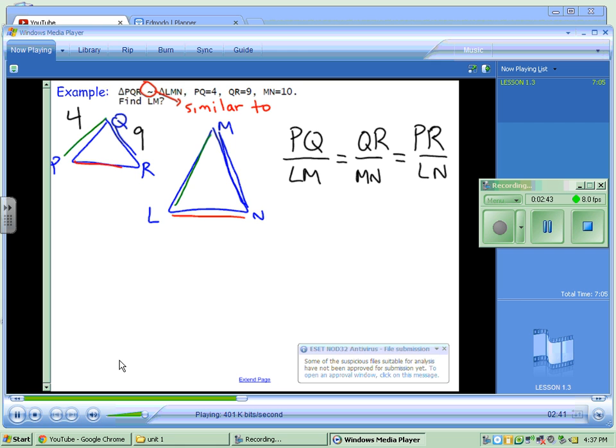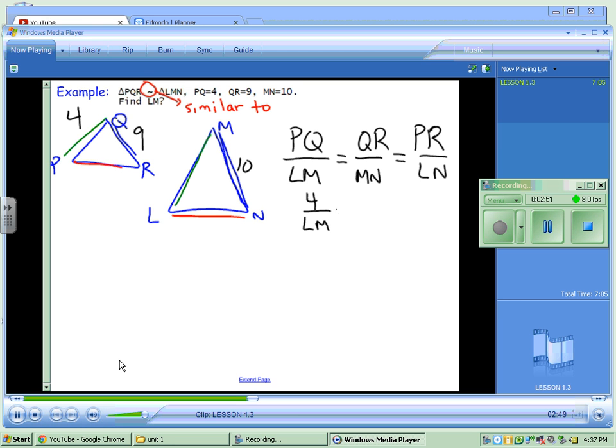Also, don't forget to fill in the numbers. So we have a side length of 4 units, 9 units, and 10 units based on the information we're given in the question. Fill that in your 3 proportionality statements with all 6 sides. Some of them are still unknown, so we don't know LM, PR, or LN. We'll just leave those there.